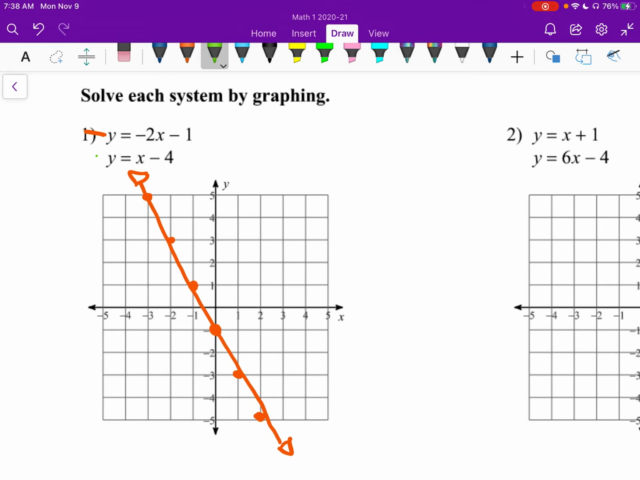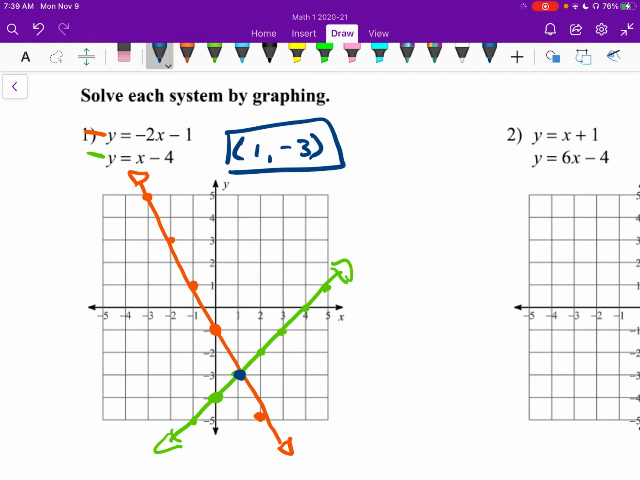All right. Now we'll look at the other line. My y-intercept is at negative 4. My slope is 1, so I'm going to go up 1 over 1, up 1 over 1, up 1 over 1. And the question now is, where did they cross? They crossed right there. And the answer is going to be the point that's there. So what is that point? That is 1, negative 3. So that is a solution.